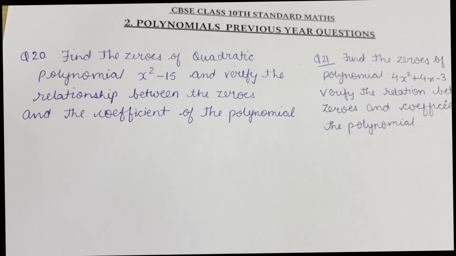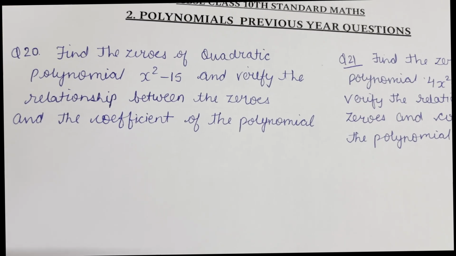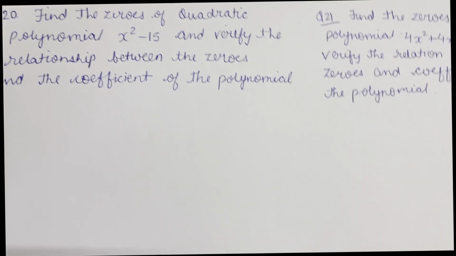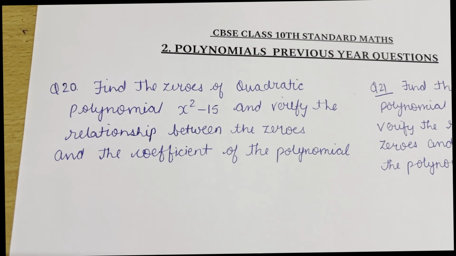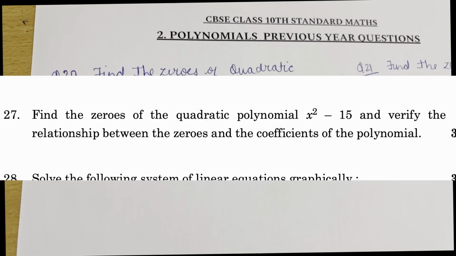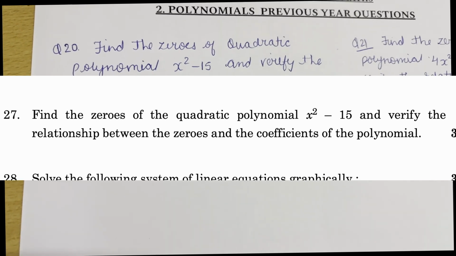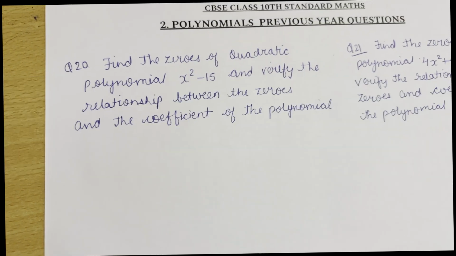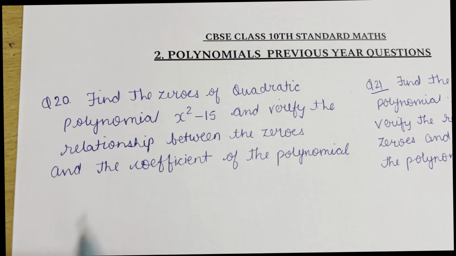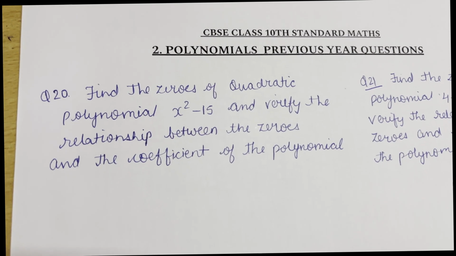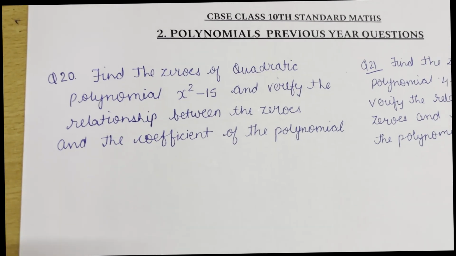Now the next two questions are of the type of finding the zeros of a polynomial and verifying the relationship between the zeros and the coefficients of the polynomial. The first question of this type is: find the zeros of the quadratic polynomial x square minus 15, and verify the relationship between zeros and the coefficients. So it's basically a two-step, or I could say a three-step question. First, we have to find the zeros, then verify the relationship with the sum of zeros, and then the product of zeros. So let's begin solving it.